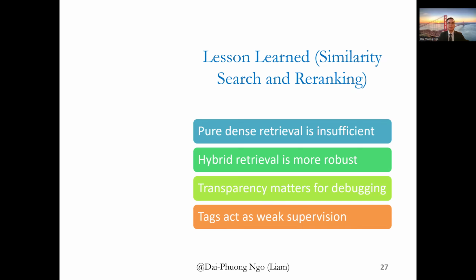Another important lesson is the value of transparency. By exposing semantic scores, BM25 scores, and tag overlap separately, it becomes much easier to understand and debug ranking behavior. Finally, tags consistently proved useful as a form of weak supervision. Even though they are noisy, they help anchor retrieval results around consistent medical intent.